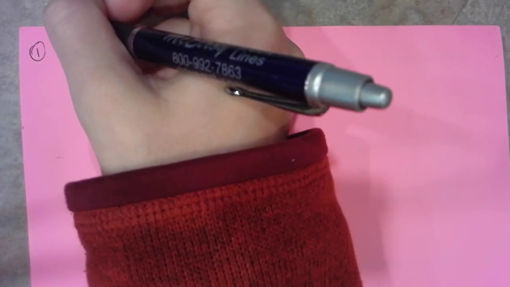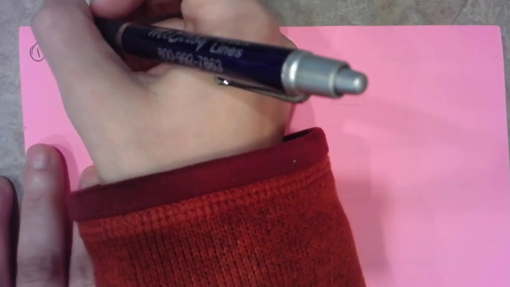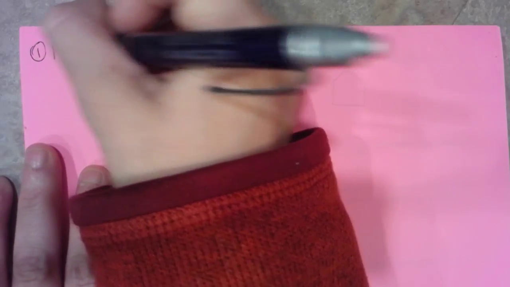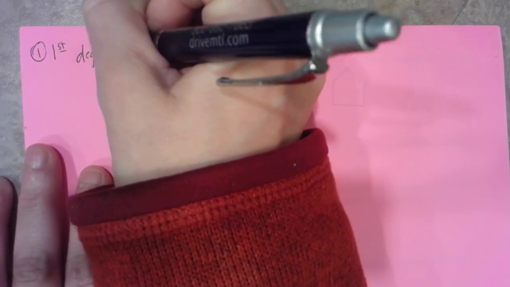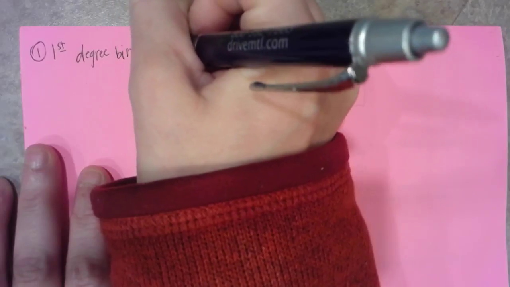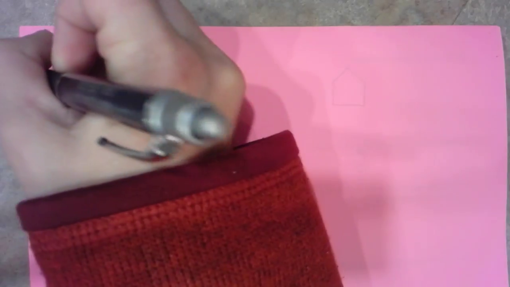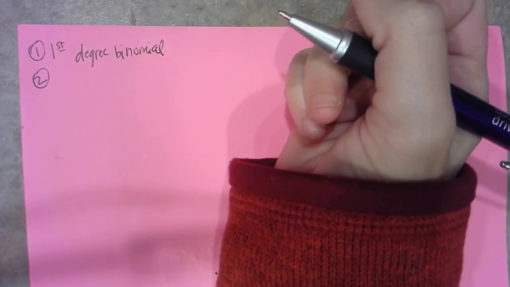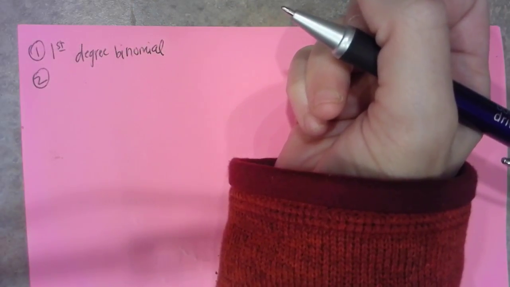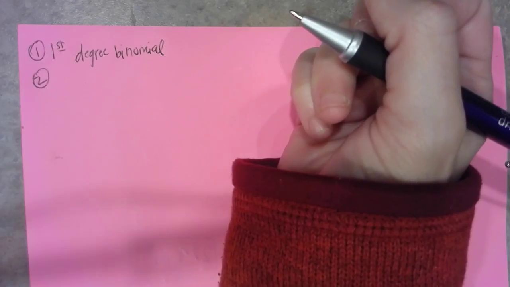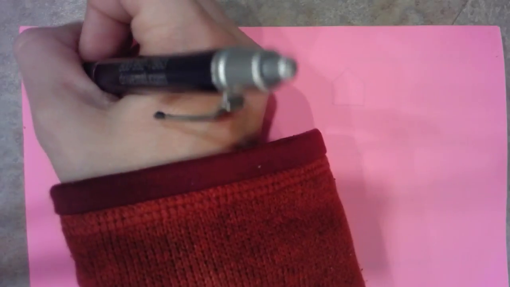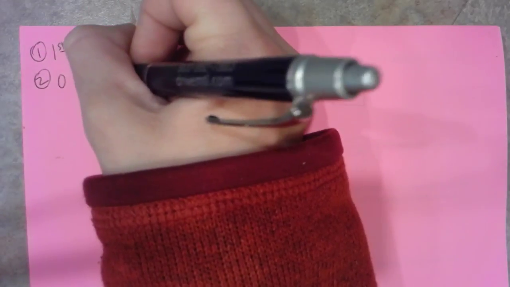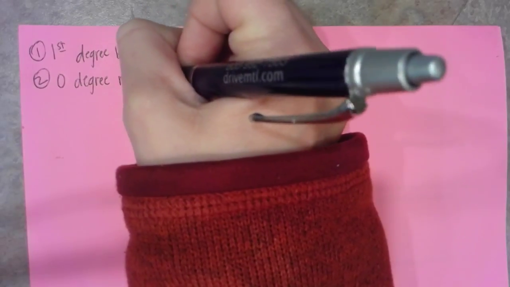there are 2 terms, so it's a binomial, and x has a power of 1, so it's just a first degree binomial. Okay, number 2 is a monomial. Even though it doesn't have any variables, it's still a polynomial technically. It doesn't have any variables, so this is actually a 0 degree monomial.